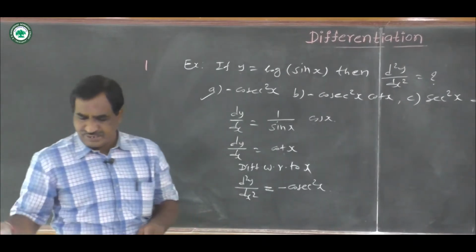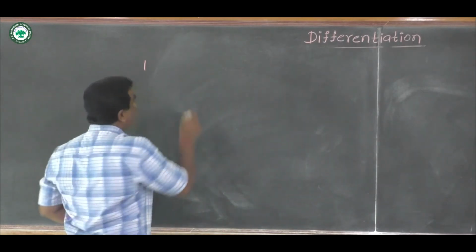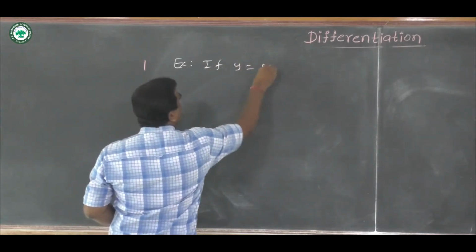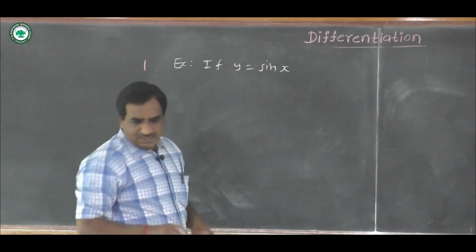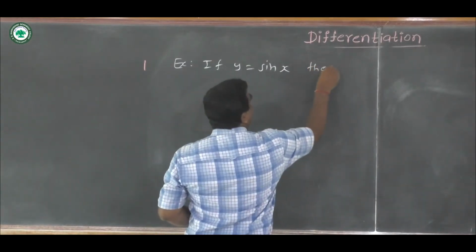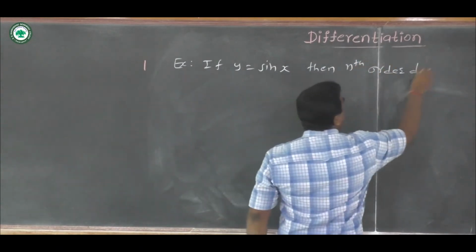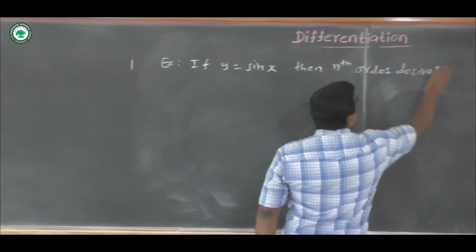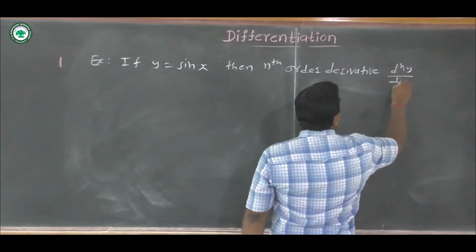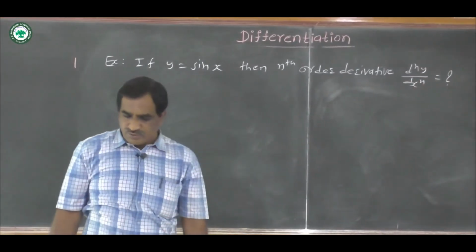Now first example for nth order derivative. If y is equal to sin x, a simple function, then the nth order derivative, that is d n y by dx raised to n, is equal to question mark. Okay, now we have to give options here.